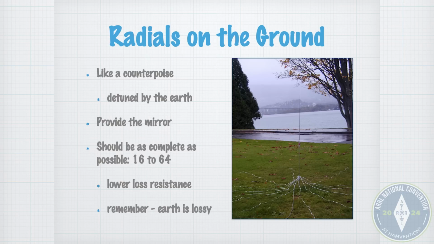And radials on the ground, like I mentioned earlier, are kind of like a detuned counterpoise on the dirt. And they provide that mirror, and this works very well with lots of radials. I find somewhere below 64 is way too much. But I have used 39 radials when I have the time and the energy to put them all out. And the antenna really works well.